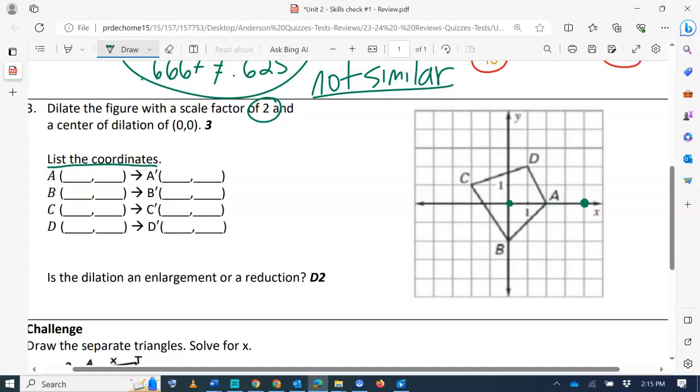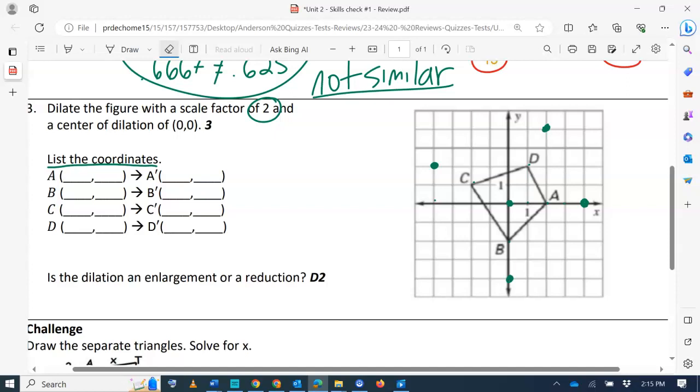Let's go to B. It is down 2, which means now we're going to go down to 4. C is over 2, up 1. So we know 2 times 2 is over 4. And then up 1 times 2 will be up to 2. And finally, D is over 1, up to 2. So over 1, up 2. So now we're going to go over 2, up 4.